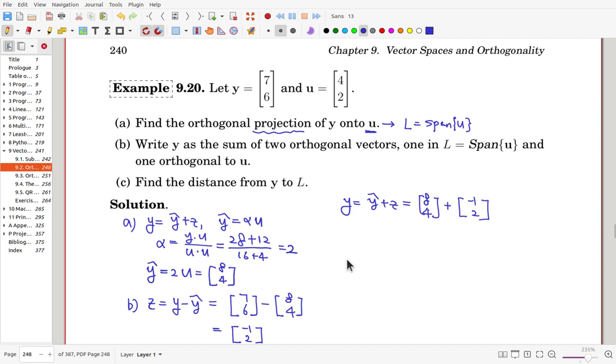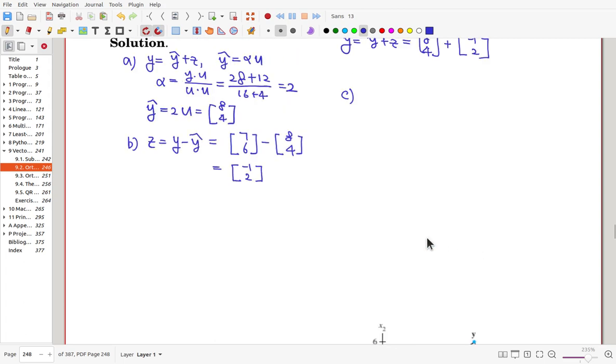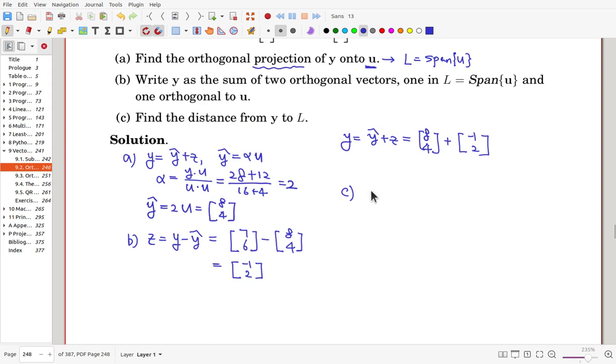Now, part C. Here you see that the space L is this one, and Y is this one. It is projected onto U here, and there's y hat, and there's Z. Once we try to find the distance from here to there, then it is exactly y minus y hat, which is Z. So the distance is the norm of Z.